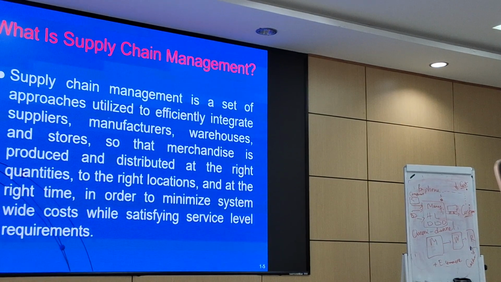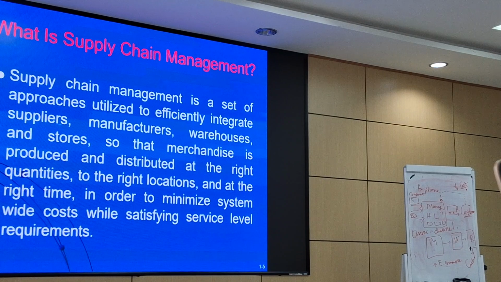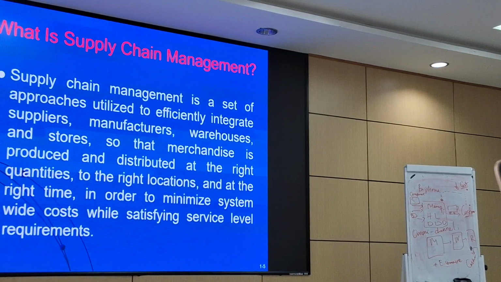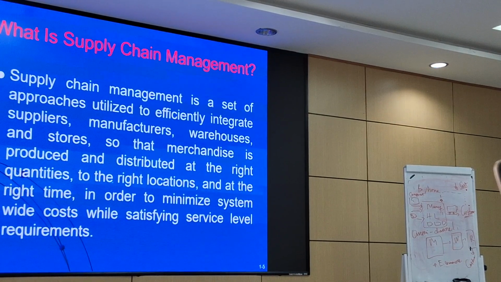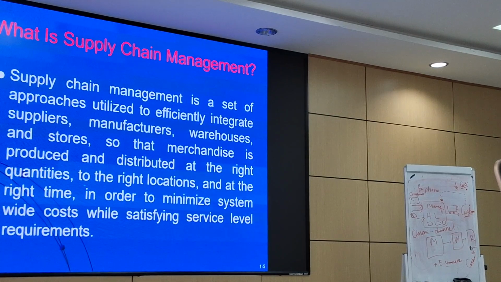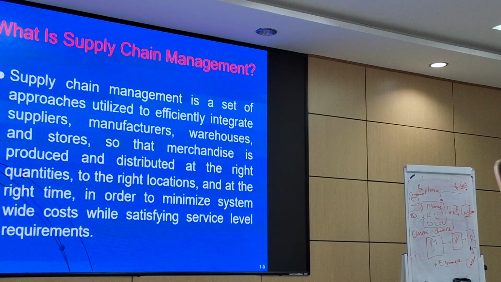That is a set of activity. Okay? Utilize supplier, integrate supplier, manufacturer, warehouse, store, right? So we have to distribute at the right quantity. For example, if you deliver so high a quantity of inventory to some distributor, it makes higher cost. So who has to bear that cost?